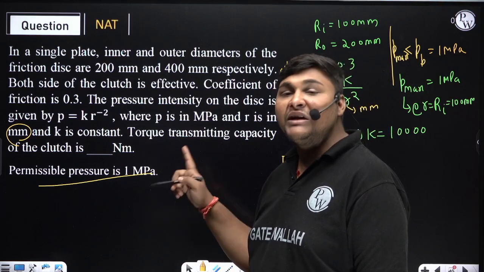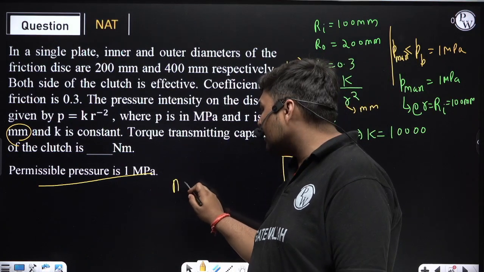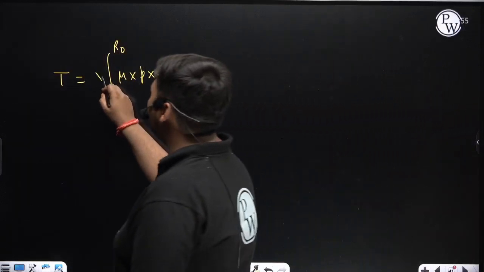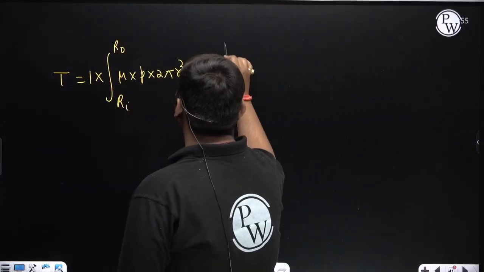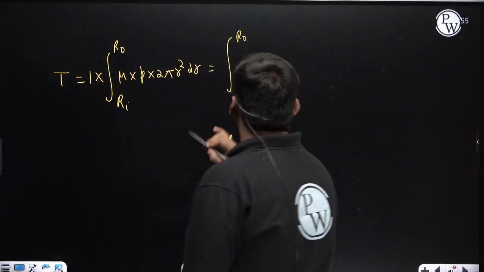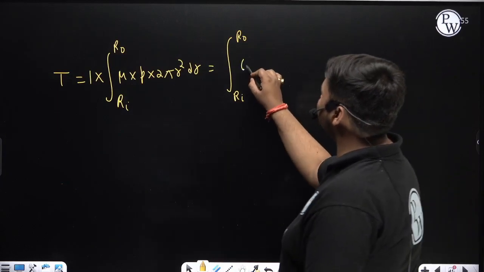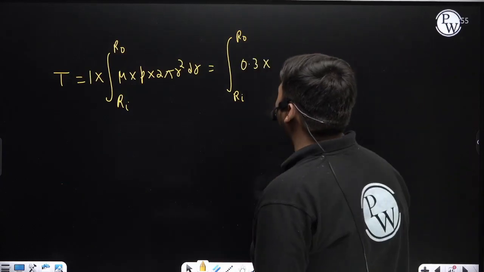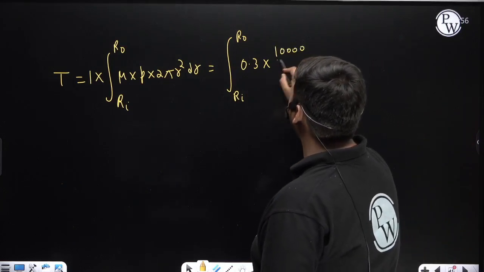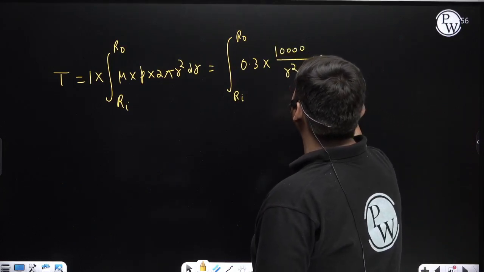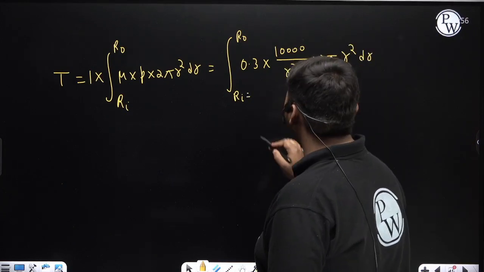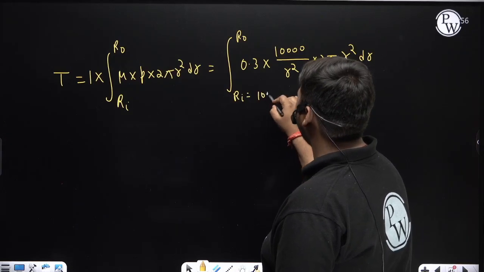So we'll assume one side is effective, and we'll take the value of number of pair of contacting surface equal to 1. We'll multiply this equation by 1 by assuming one pair of contact. Now this will come: integration Ri to R naught, mu is constant, whose value is 0.3, into pressure distribution 10,000 divided by R square, into 2 pi R square, and Ri is 100 mm, R naught is 200 mm.